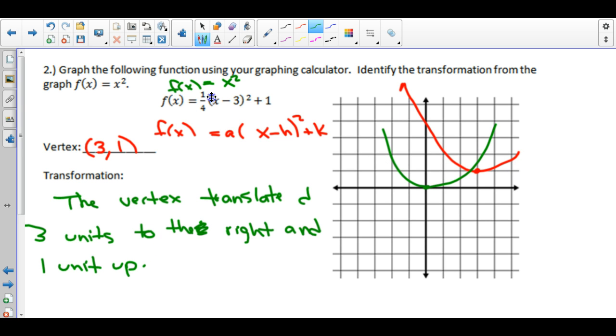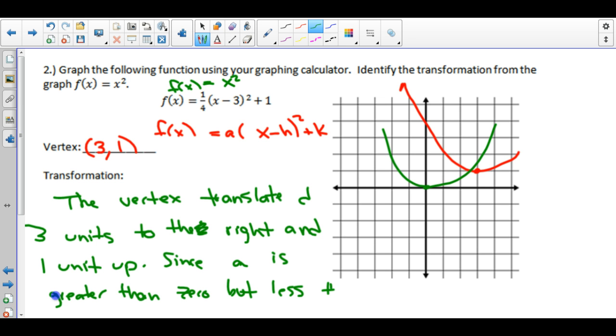And the reason is this 1/4 value, so I'm going to say this right here, since a, because this is my a value, is greater than 0 but less than 1, the graph widens.